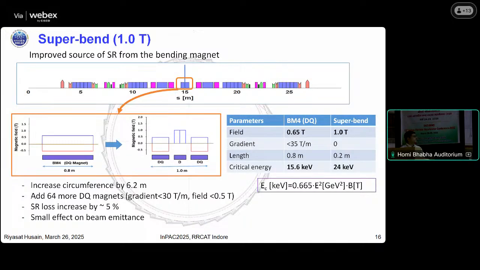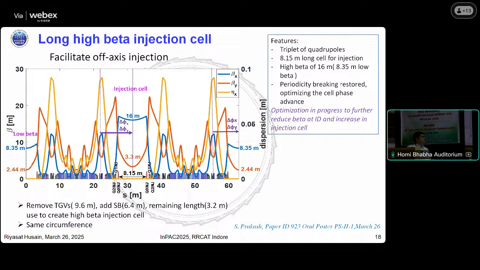So with these 3 configurations, we are at lattice version 2.1, where the beta function is already reduced from 11 meter to around 8 meter in the injection at the ID center, and the vertical beta function reduced from around 4 meter to 2.4. And here we have included the high field slice of 1 Tesla to further enhance the SR characteristics from the dipole magnet. And this is the injection cell. This is required to really recover the dynamic aperture reduced due to this beta function here.